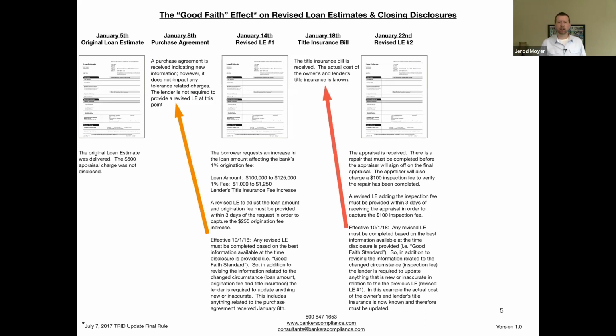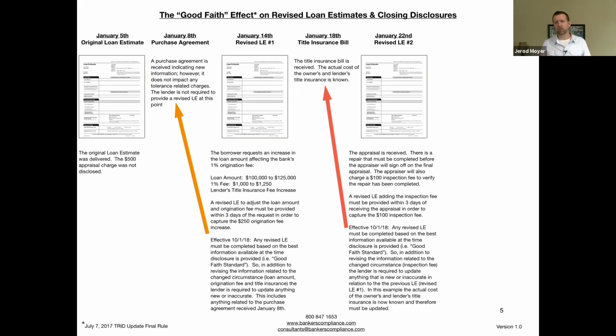January 22nd comes along. We encounter a legitimate change circumstance. The appraiser goes out, they get all the information so they can do their appraisal, and they identify that there's something wrong with the structure. There's a hole in the roof or something like that. And they come back to the bank and say, all right, we've done the appraisal. This hole in the roof has to be repaired before I'll sign off on the appraisal.